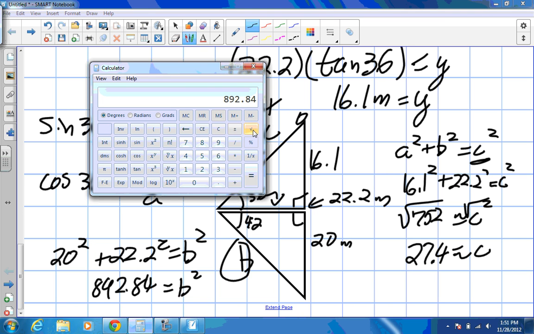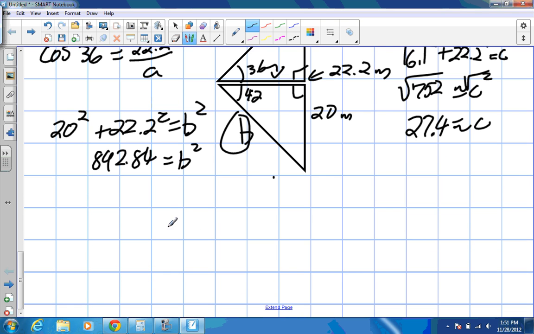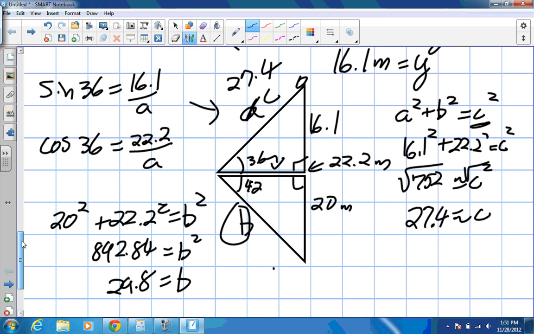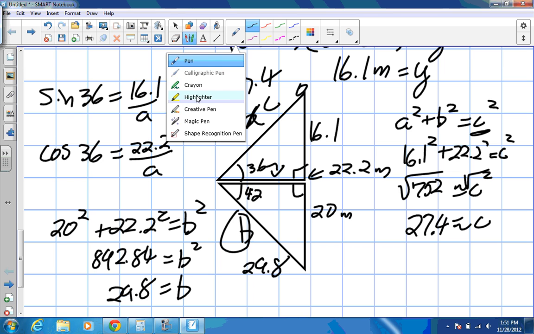So b equals 29.8. Is he closer to the top or the bottom of the other building? He's much closer to the top, right? He's 29.8 meters away from the bottom, but only 27.4 meters away from the top of the building.